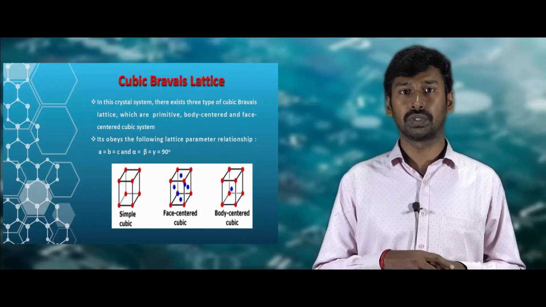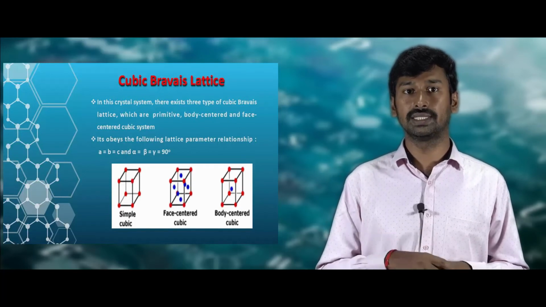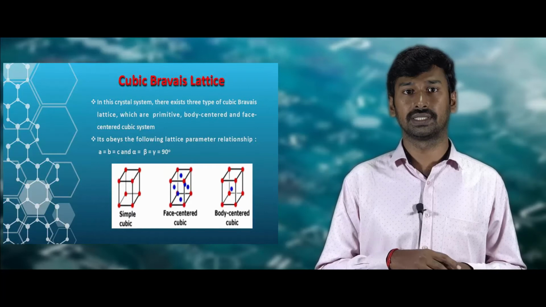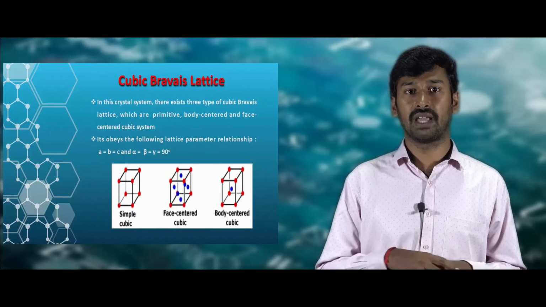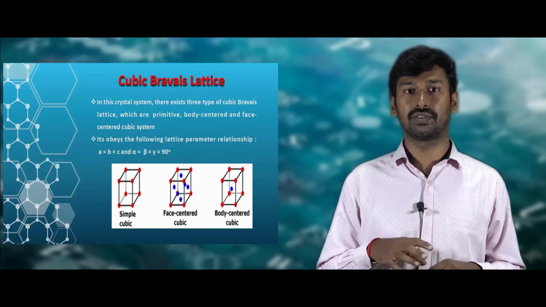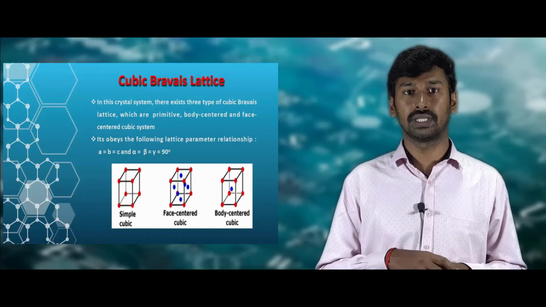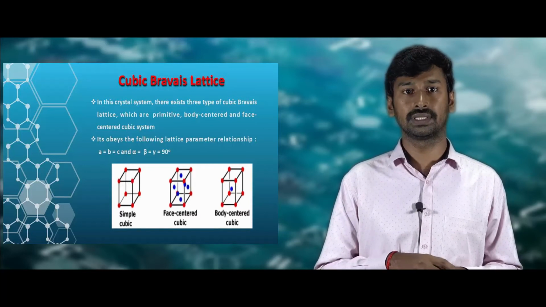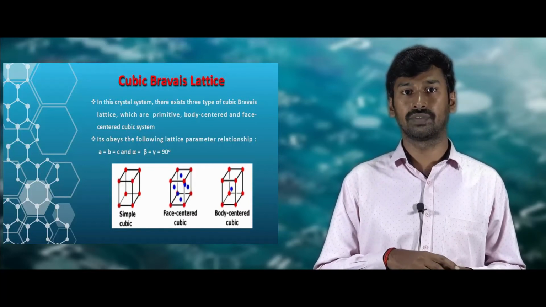In the first, the simple cubic system, the atoms are arranged at the 8 corners of the unit cell. The second one is the face-centered Bravais lattice. In this system, the atoms are arranged at the 8 corners of the unit cell and at the 6 faces of the unit cell. The third one is the body-centered cubic system. In this system, the atoms are arranged at the 8 corners of the unit cell and one atom at the center of the unit cell.